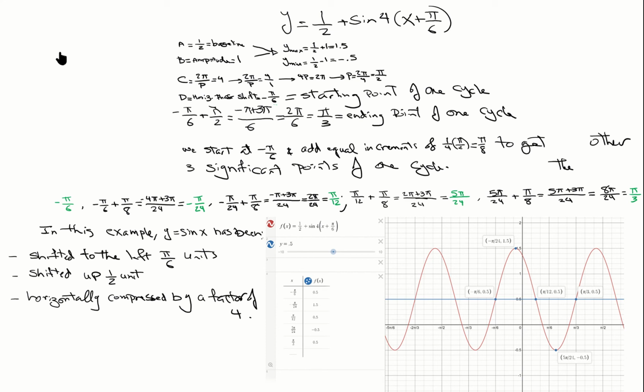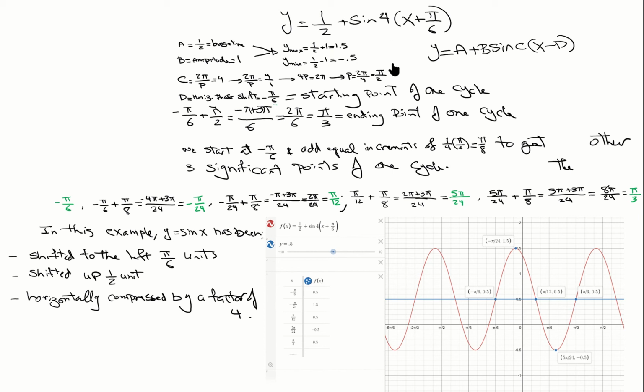So if you remember, this is of the general form y equals a plus b sine of c times x minus d. We have previously explained what each of these letters stand for. A here is going to be your baseline, which is at 0.5, as you can see in the image here. B is the amplitude, which here, notice the coefficient B is just 1.